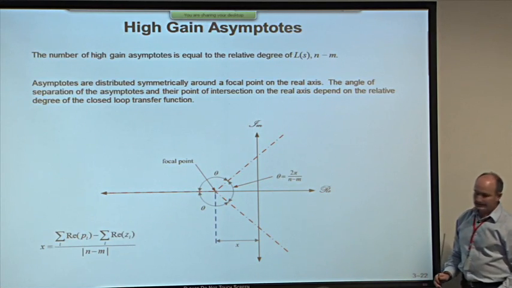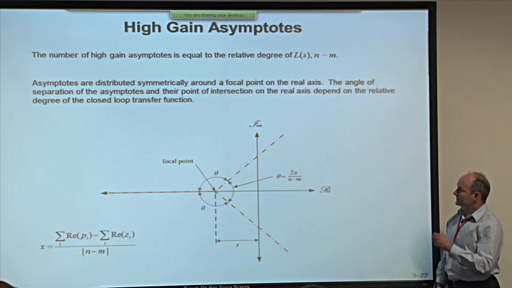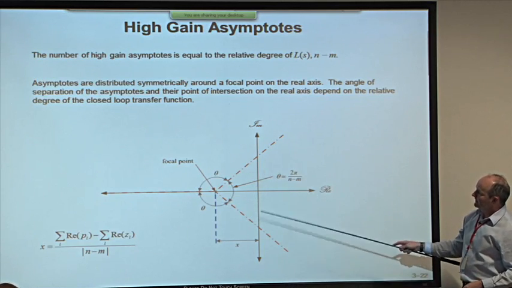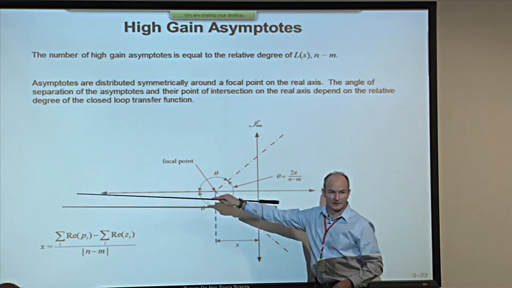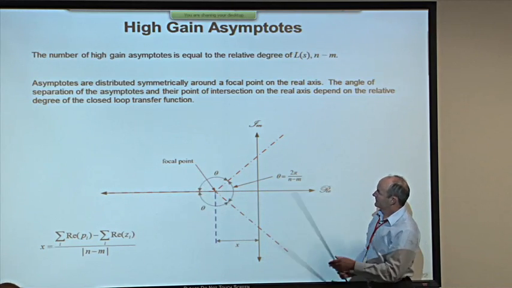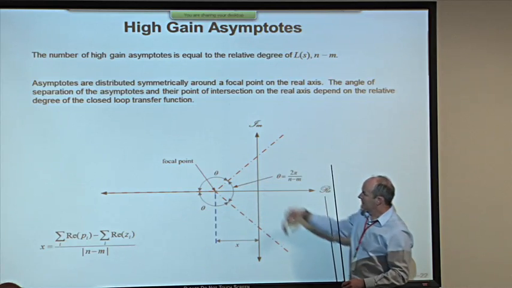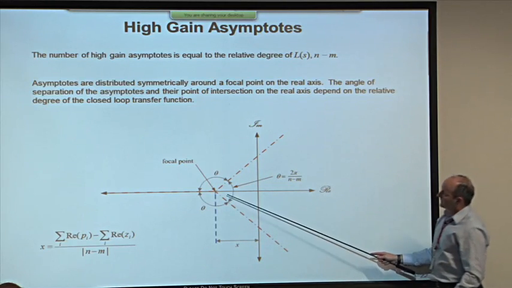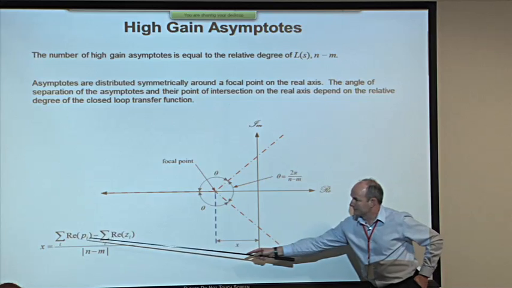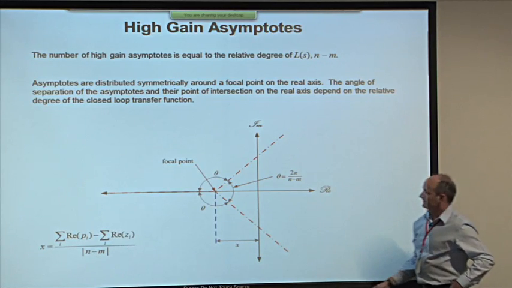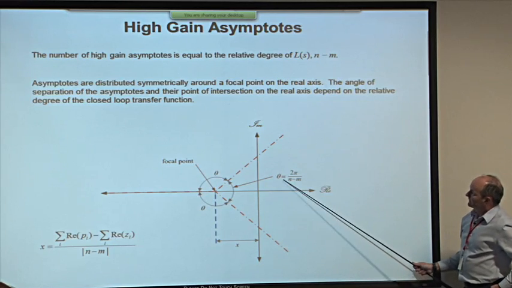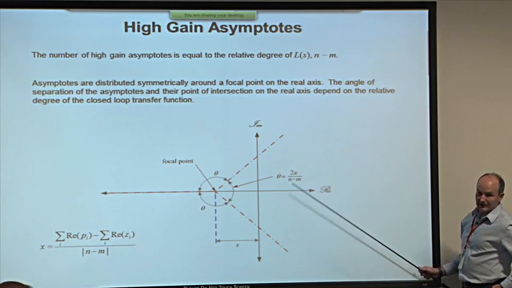Now, the high-gain asymptotes, as I mentioned, are always equally spaced, and where you have an odd number of them, one always goes to the left along the real axis, and the other two then are symmetrical about the real axis. The focal point, well, all you do is add up the real part of the poles, subtract the real part of the zeros, and divide by the magnitude of the relative degree. And then the separation is just 2 pi over the relative degree.